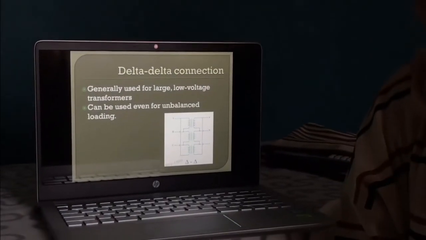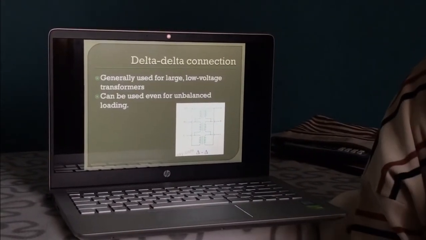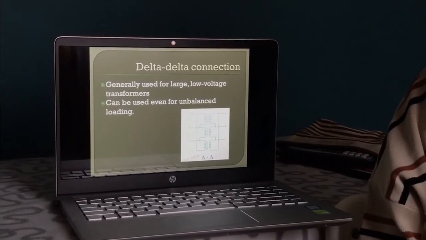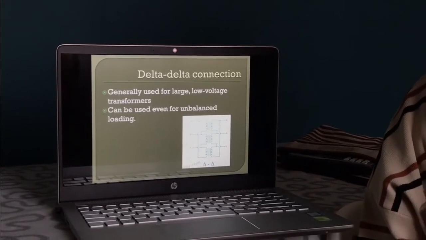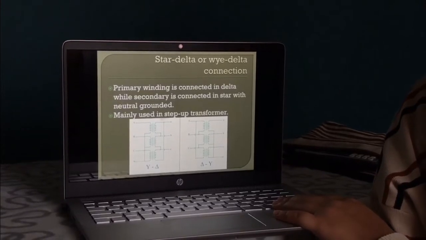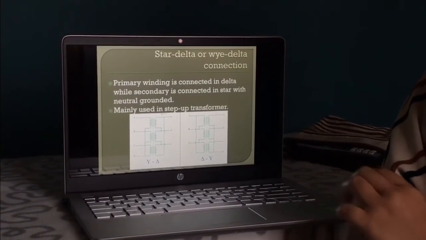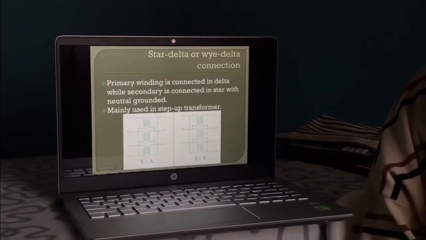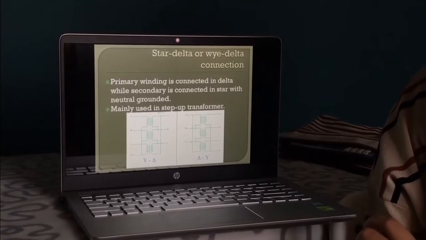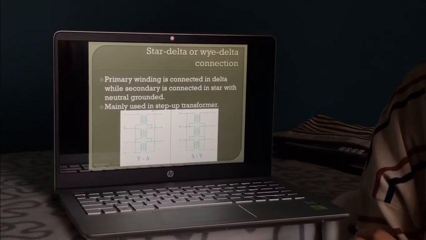Next, we are going to talk about the delta connection. The delta connection is generally used for large and low voltage transformers. It can be used even with unbalanced loading. Next we are going to talk about the star-delta connection. The primary winding is connected in delta, while the secondary is connected in star with neutral grounded.